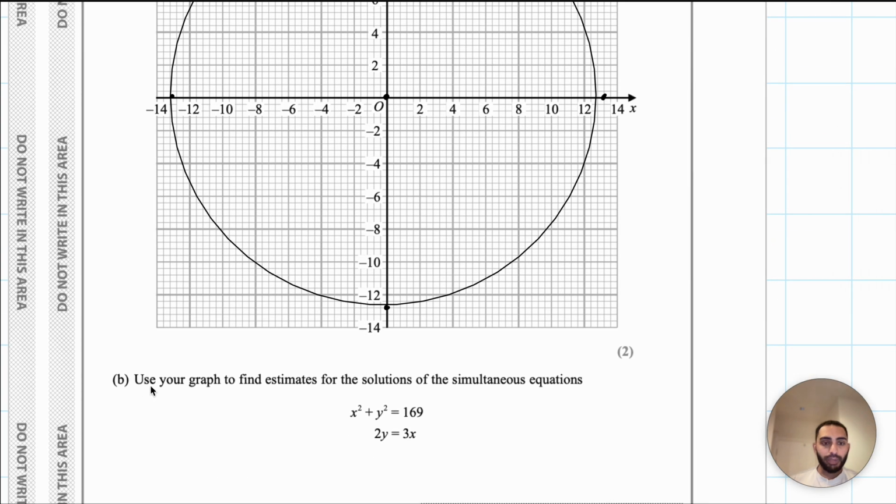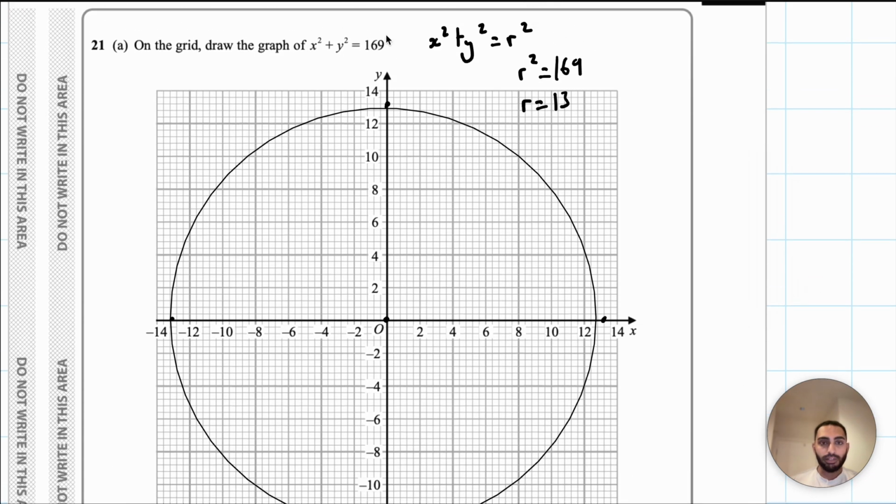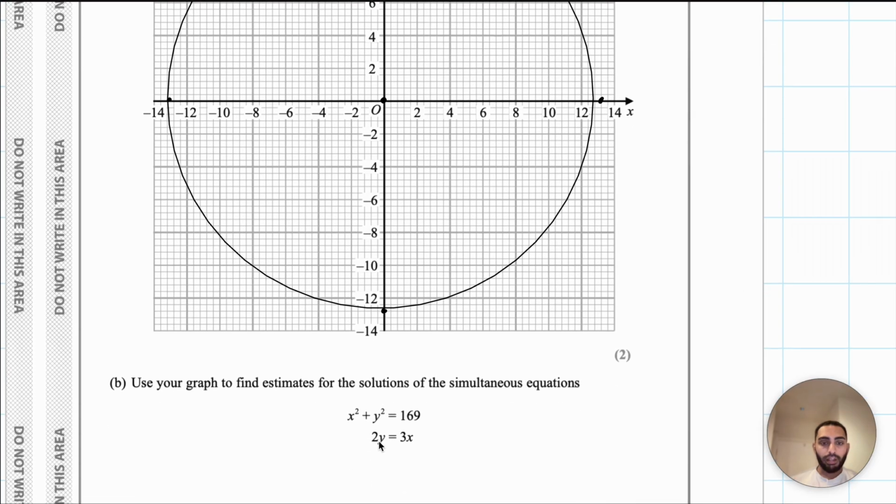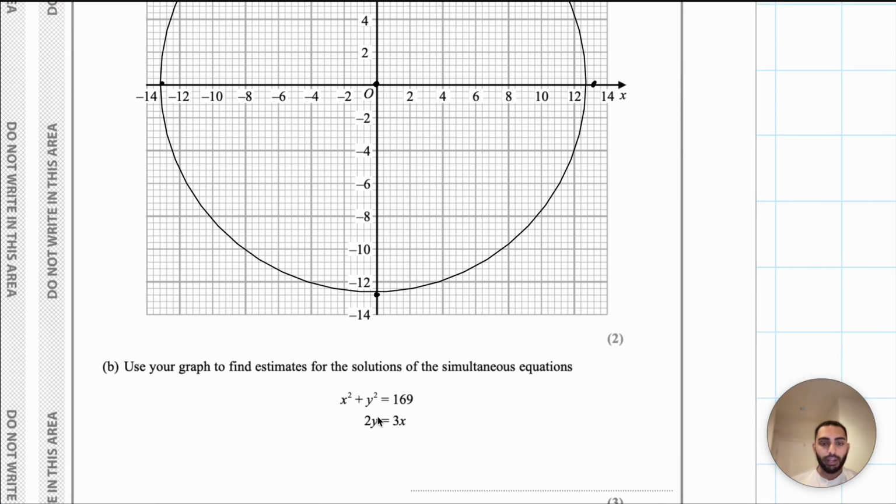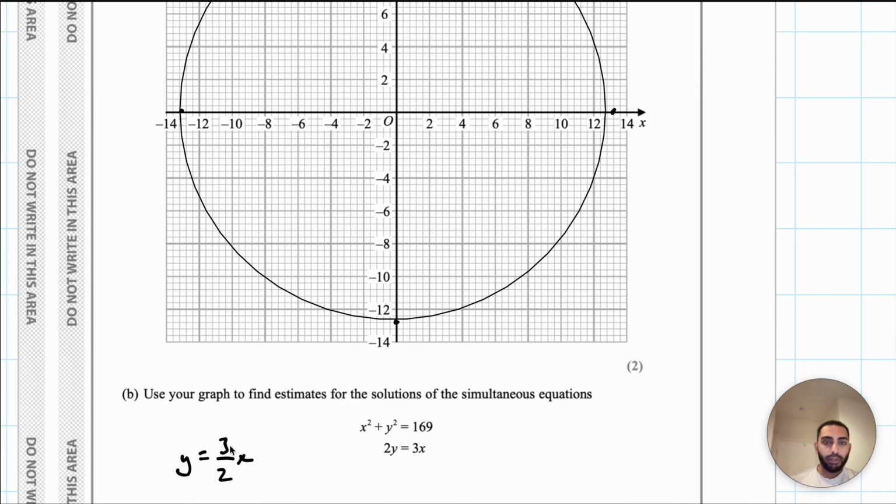That's the circle done. Use your graph to find estimates for the solutions of the simultaneous equations x squared plus y squared is equal to 169, and we've already drawn that on. And then we've got 2y is equal to 3x. I'm going to rearrange this, so we've got y is equal to something. We need to divide both sides by 2. So y is equal to 3 over 2 x. That's my gradient. So one of the points is going to be at 0, 0 because there's no y-intercept. Let's plot a few points on so that we can draw that line.